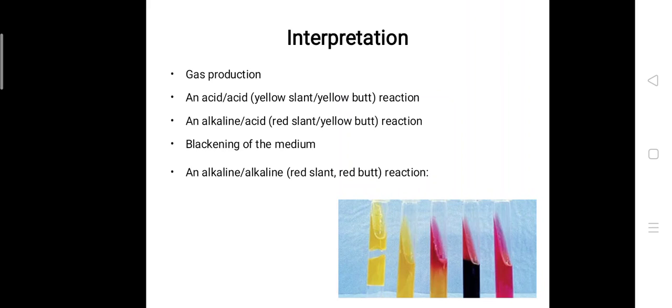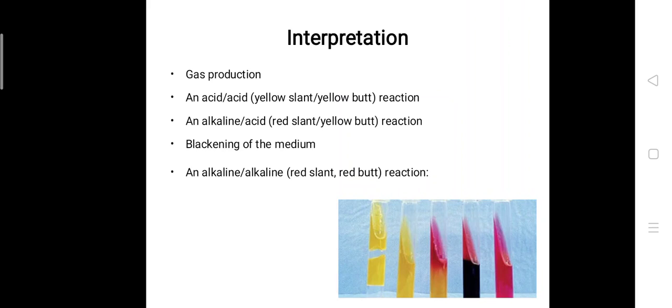Now the fourth one, there is a blackening of the medium. This occurs because of the presence of hydrogen sulfide. Since there is a precipitate that blackens the medium at the bottom, this is because of the hydrogen sulfide.